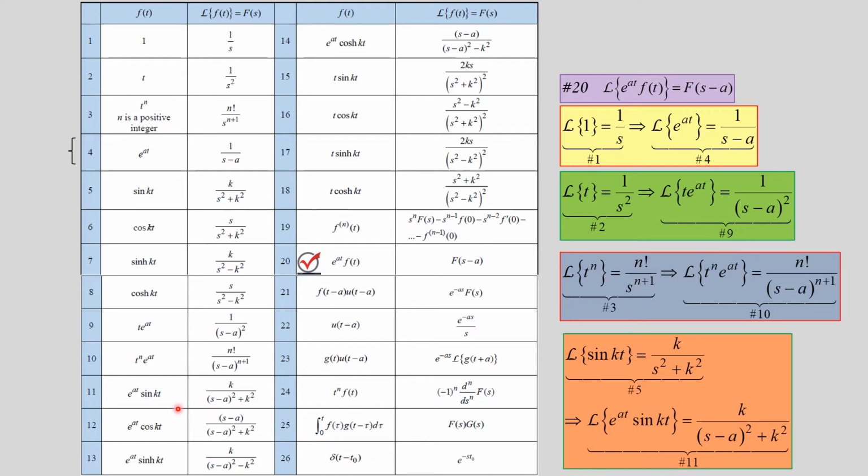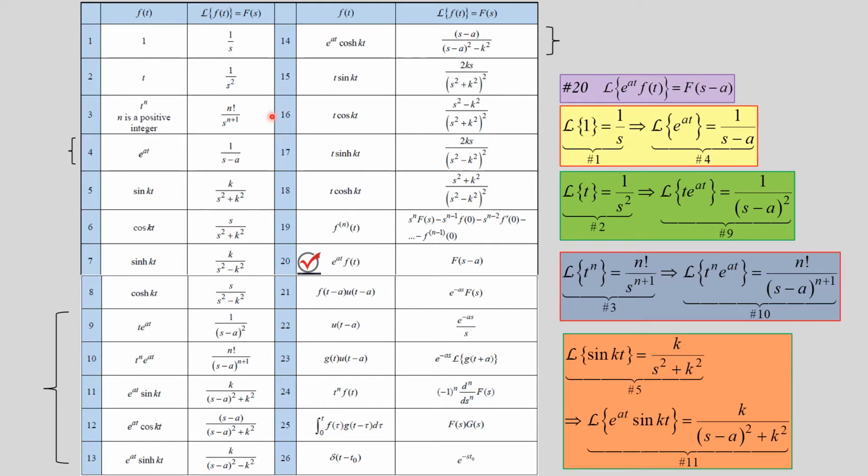Okay, so this s has been replaced by s minus a, and the formula for this Laplace transform is found at row number 11. Formula number 12 is related to formula number 6, and we just have to replace the s by s minus a. Formula number 13 relates to formula number 7, and again the s has been replaced by s minus a. Formula number 14 relates to formula number 8, with the s replaced by s minus a. So these are the formulas that we have already covered that relate to the S translation theorem.